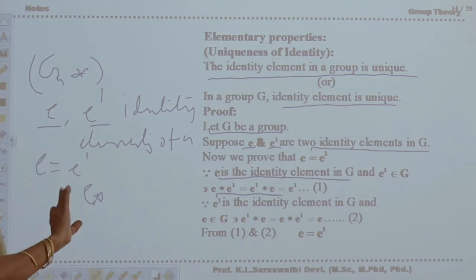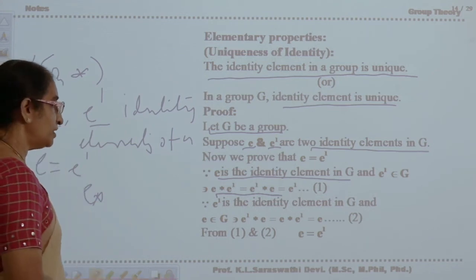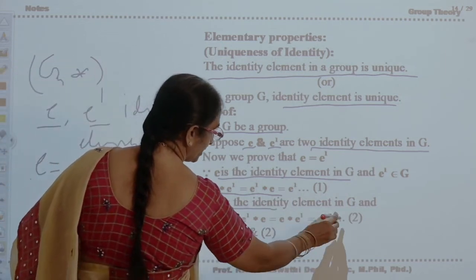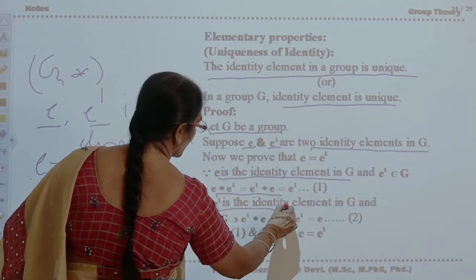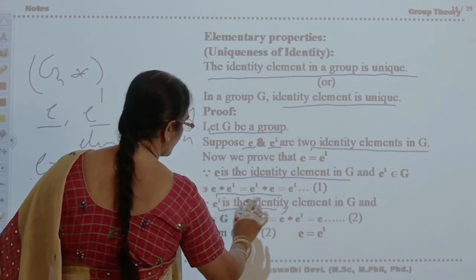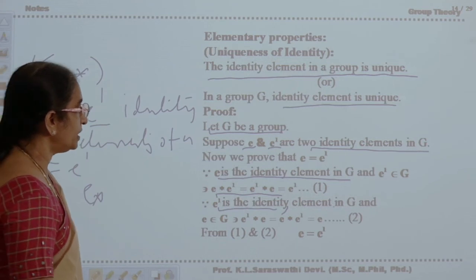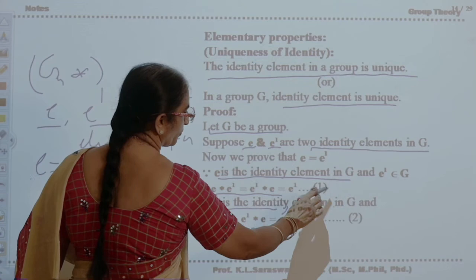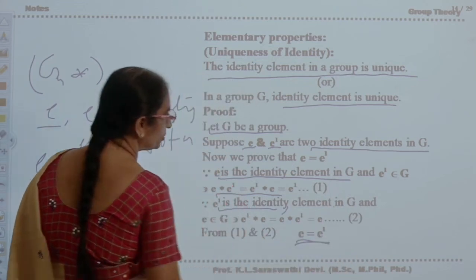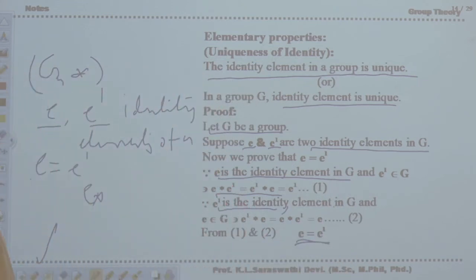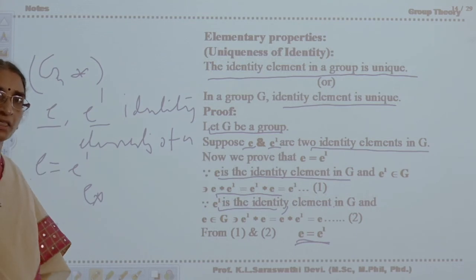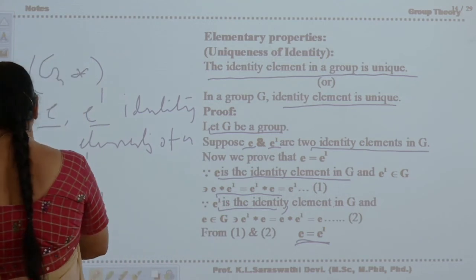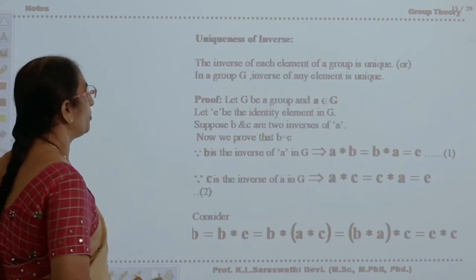Now we reverse the roles of E and E dash. That means now you are taking E dash as the identity element and E is any element in G, and E belongs to G. Therefore, E star E is equal to E star E dash is equal to E. Now from 1 and 2, E is equal to E dash. For any group, how many identities will exist? There exists only one identity. Okay, now see the next problem.